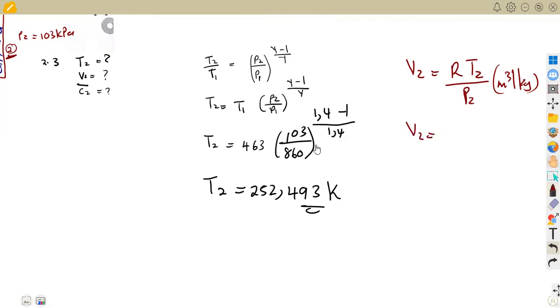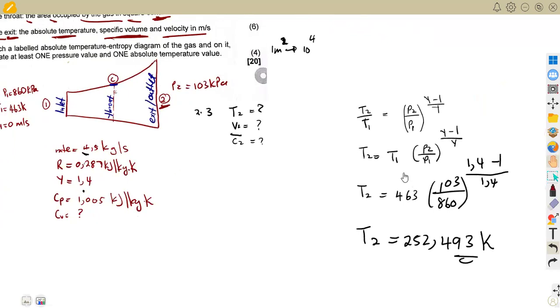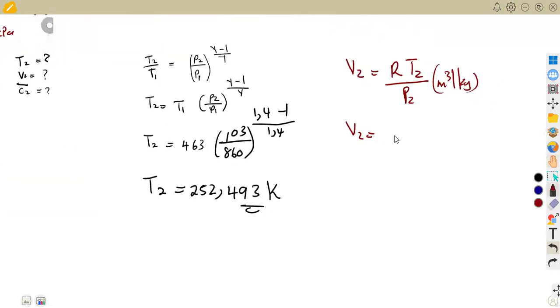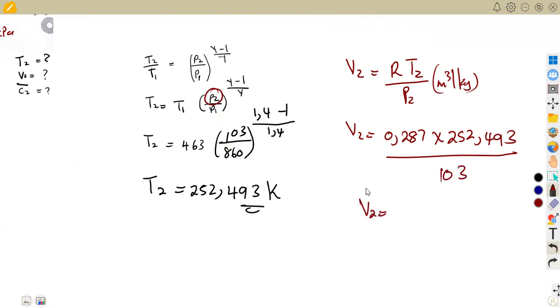So V2 is going to be R. In this case, our R is given as 0.287. So that's 0.287 times T2 in Kelvin, 252.493, over P2. Remember, P2 in this case was 103 there. So we're going to have V2, and that will be something like 0.7358, like that. So it's 0.704, which will be cubic meters per kilogram.